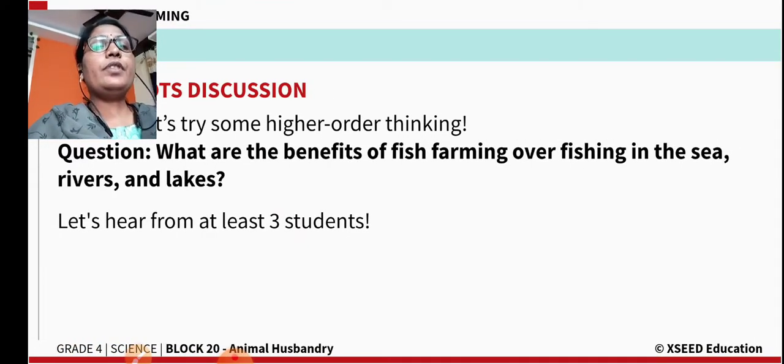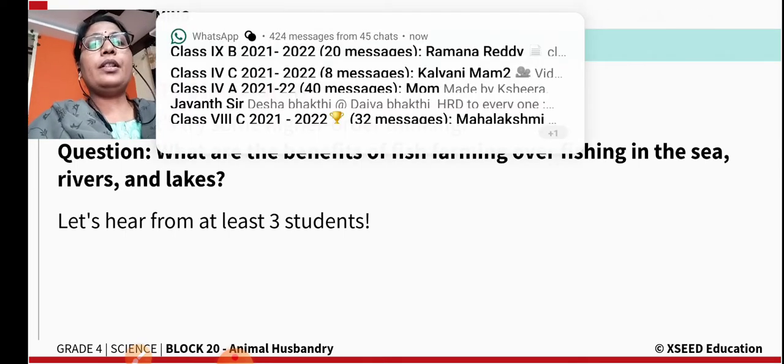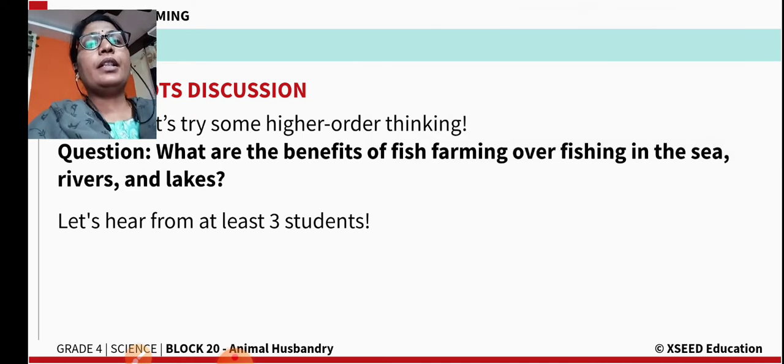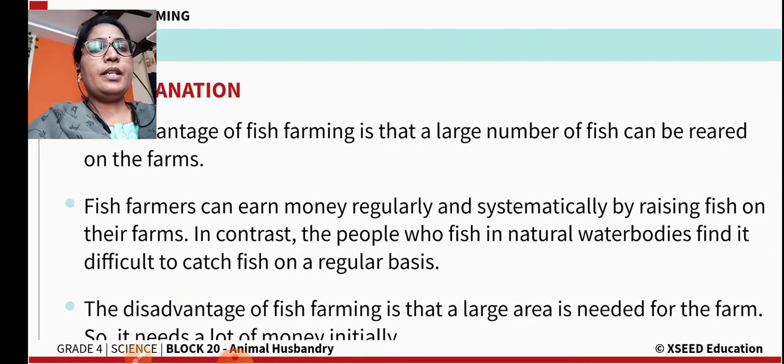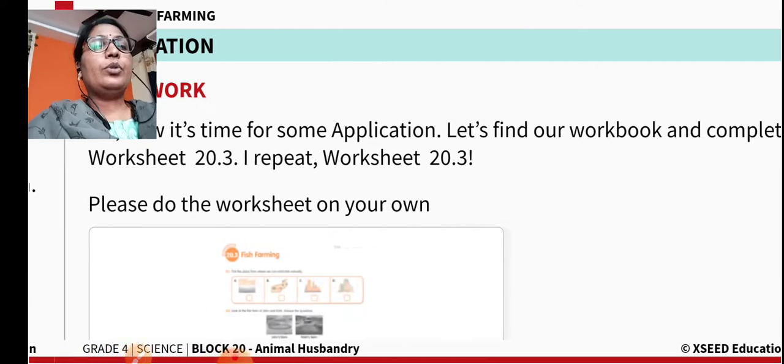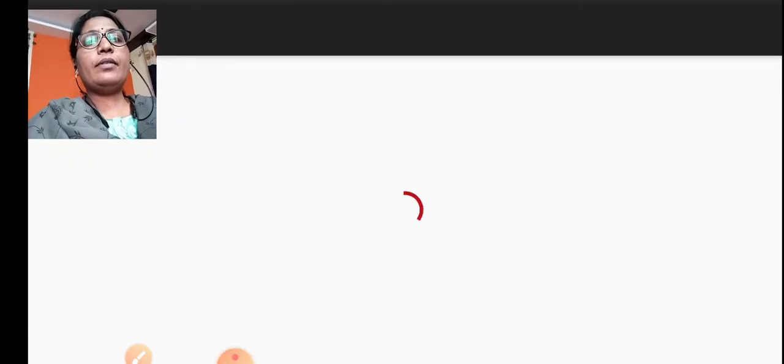What are the benefits of fish farming over fishing in the sea, rivers, and lakes? In natural water bodies, fishes, prawns, all are growing, but it would be difficult for the farmers to collect in a large number at a time. When they grow artificially in their fields, then that would be easy for them to collect when they are grown up and easy for them to sell in the market. Yes, and the only thing they have to take care of is the oxygen level in the water when they are rearing the fishes or prawns. Understood, children?